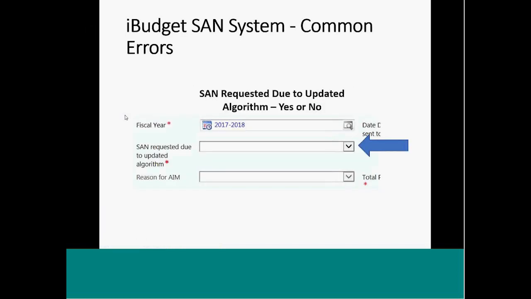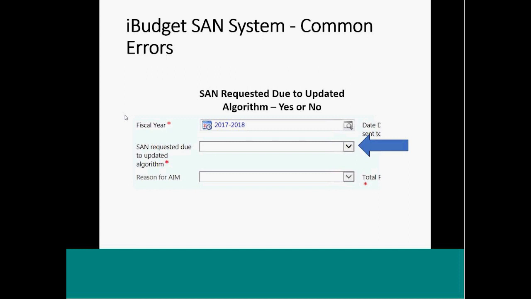So now I want to talk about some common errors we see in the SAN system, so that we can try and eliminate these, so that it would make for a much faster review of the SAN. And I know a lot of these fields are confusing, and I've tried several different ways to explain them, either in the guide or through other means, and for some reason, it's still very confusing for people.